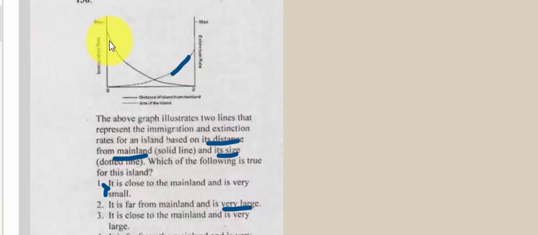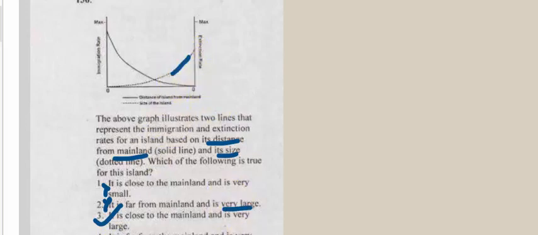So more number of species are present in the near island, or the island which is close to the mainland. Okay, so this option is also wrong. The third option is it is close to the mainland and it is very large. So this is the right option. And the fourth option, it is far from the mainland, it is very small. No, it could not be small as the extinction rate is less.